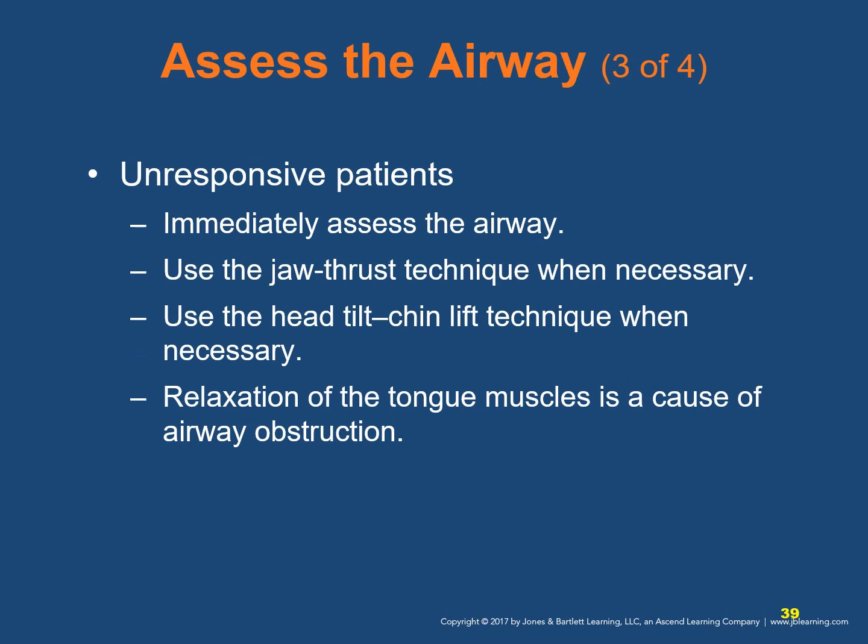With unresponsive patients or those with a decreased LOC, immediately assess the patency of the airway. If there's a potential for trauma, use the jaw thrust maneuver to open the airway. If you cannot obtain a patent airway using the jaw thrust maneuver, or if it can be confirmed the patient didn't experience a traumatic event, use the head tilt chin lift maneuver to open and maintain a patent airway. Another cause of airway obstruction in an unconscious patient could be relaxation of the tongue muscles, allowing the tongue to fall into the back of the throat.